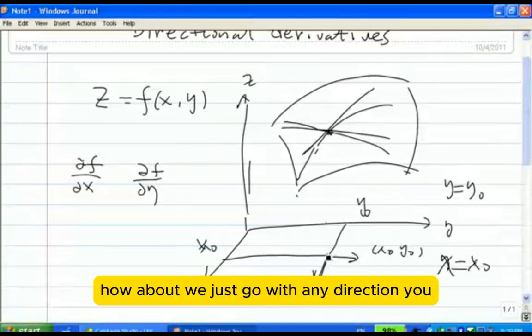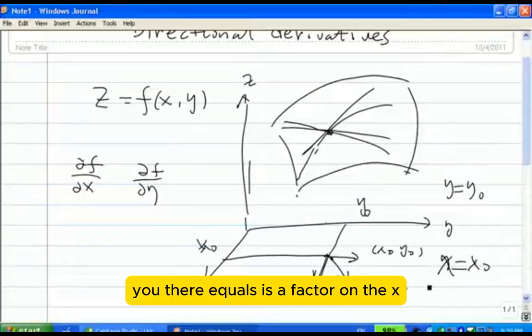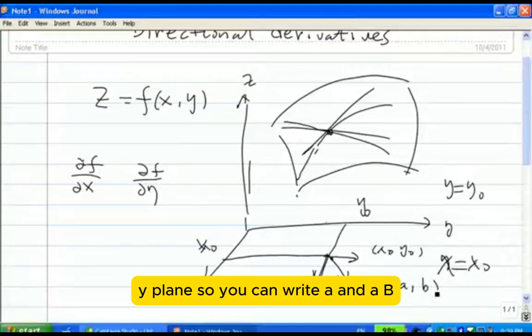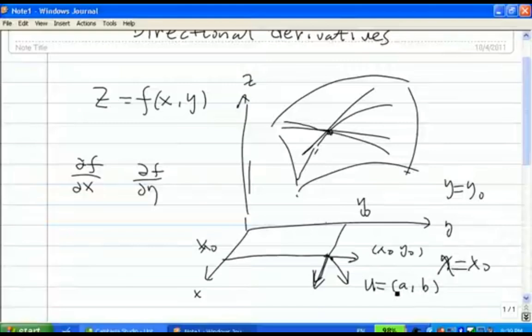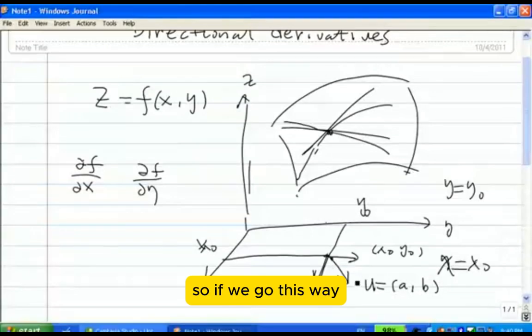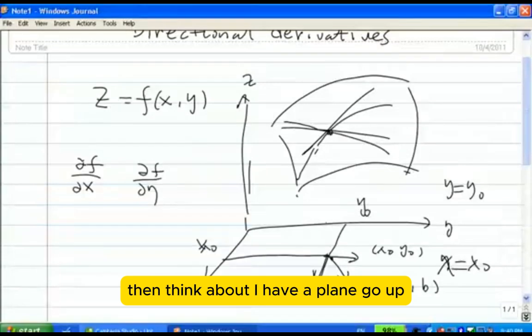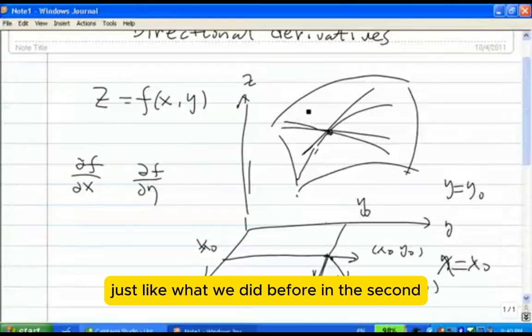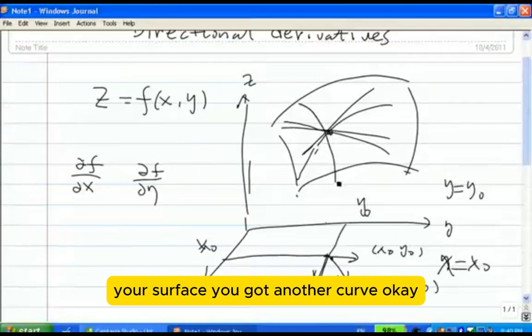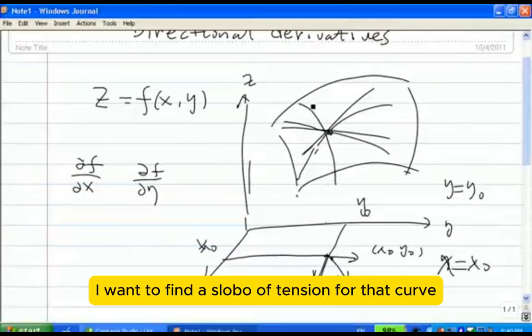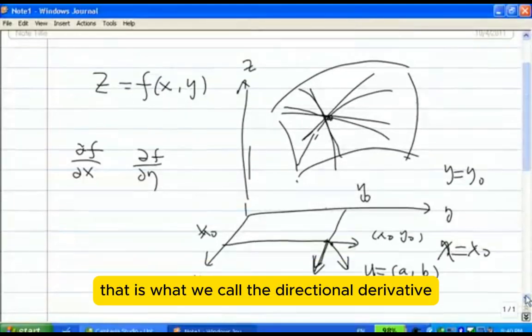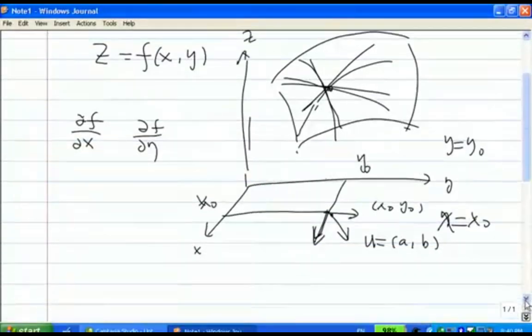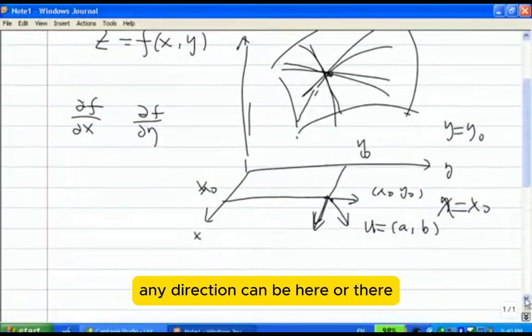How about we go in any direction u? u is a vector on the xy plane, so you can write it as (a, b). If we go this way, think about a plane going up. Just like what we did before, it intersects your surface and you get another curve. How about I want to find the slope of the tangent for that curve? That is what we call the directional derivative. And this u can be in any direction, here or there, and so on.